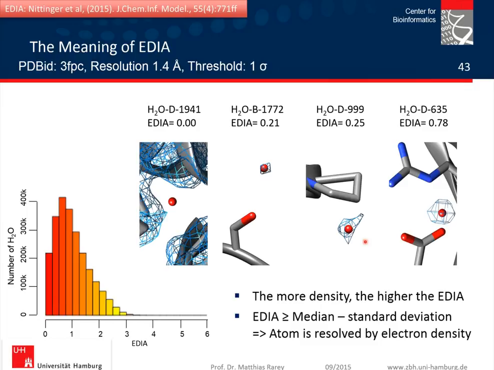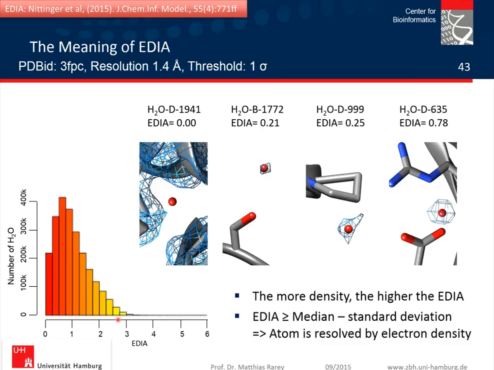And then when the EDIA value goes higher, we have situations like this. Here we have a value of roughly 0.8, where you have more electrons and a higher electron density. And if you go higher than that, you usually have the situation that you modeled water molecules into structural pieces which are not water, which could be parts of the protein.